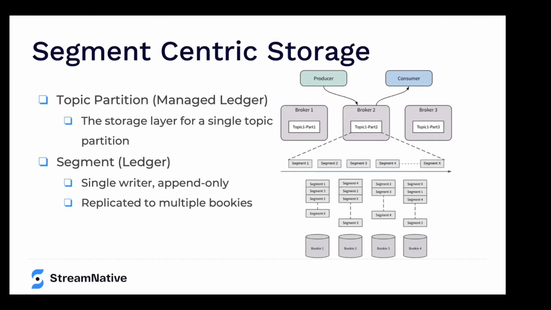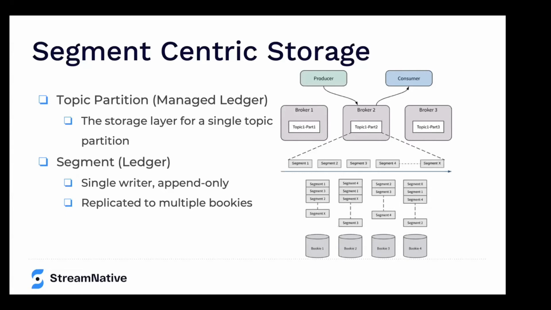Whenever a ledger reaches a certain size, or exceeds some amount of time, or some failure happens and the broker fails, the ledger is rolled over and stored in the bookie, and a new ledger is created. Each ledger or segment has a single writer and is append only. It is also replicated to multiple bookies based on the configuration of your bookkeeper cluster.